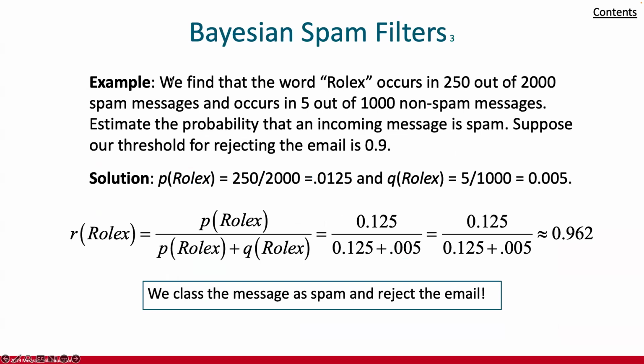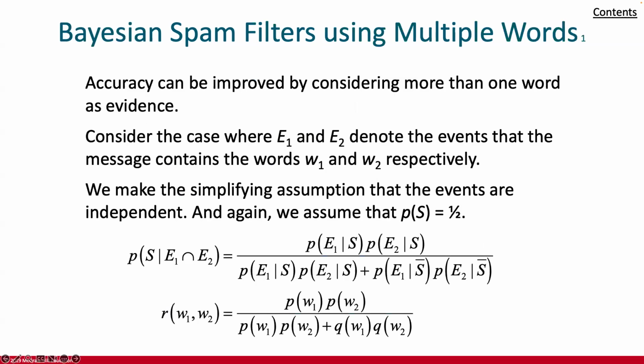Let's go ahead and give an example more hands-on. We find that the word Rolex occurs in 250 out of 2,000 spam messages and occurs 5 times out of 1,000 for non-spam messages. Estimate the probability an incoming message is spam. Suppose our threshold for rejecting the email is 0.9, and so we classify the message as spam and reject the email. Maybe that's a good way for us to be determining whether or not it's spam. At least it's one approach, and we're getting a chance to be thinking about that.